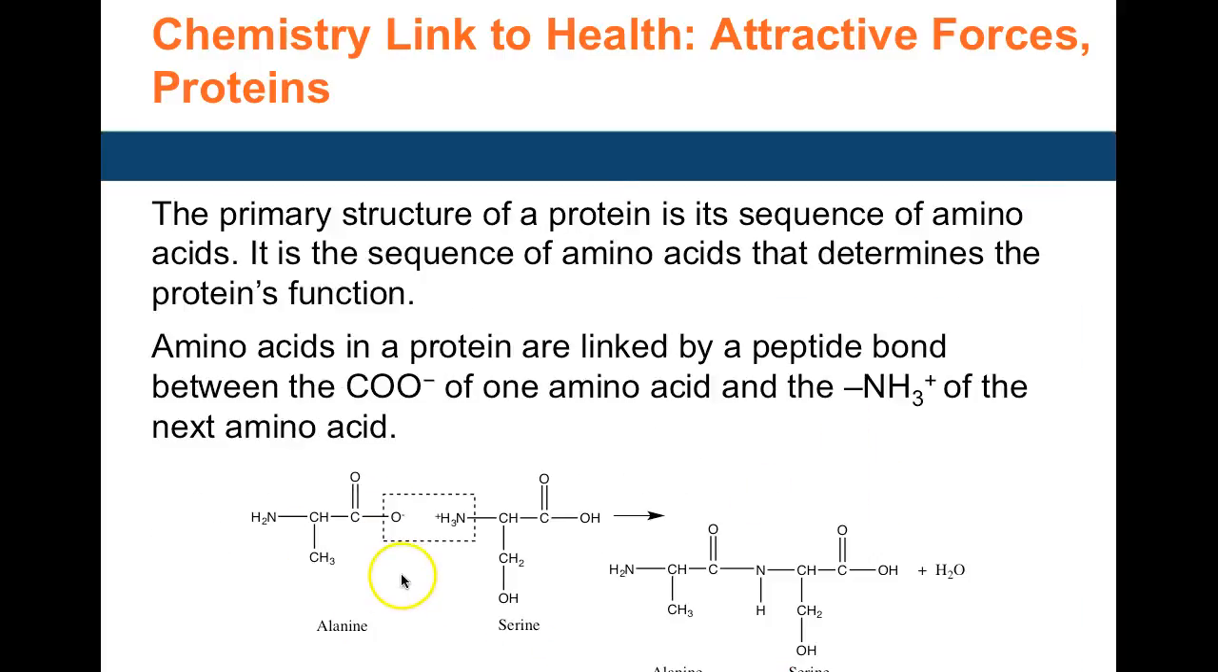What happens when proteins are formed is, these two amino acids react with each other, and a water molecule gets lost in the process, and then the CO and this NH link up. This kind of bond is called the amide bond. So proteins are made up of amino acids linked by these amide bonds. This type of reaction is called a condensation reaction.